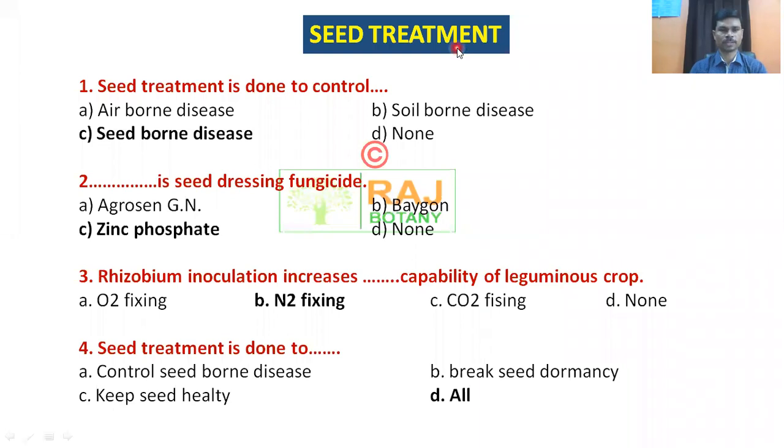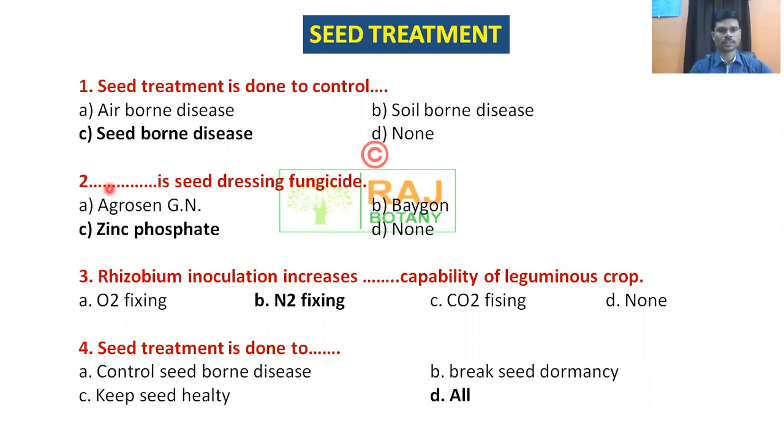Then the seed treatment, MCQ based on the seed treatment. Seed treatment is done to control airborne diseases, soil-borne diseases, seed-borne diseases, none of these. The seed treatment is basically done for control of the seed-borne diseases. There are many seed-borne diseases. There are some pathogens like fungi and bacteria. They are causing diseases to the seed, and if the seed is faulty, then the emerging plant will also be faulty or maybe disease susceptible. Therefore, there should be seed treatment before the plugging of the seed.